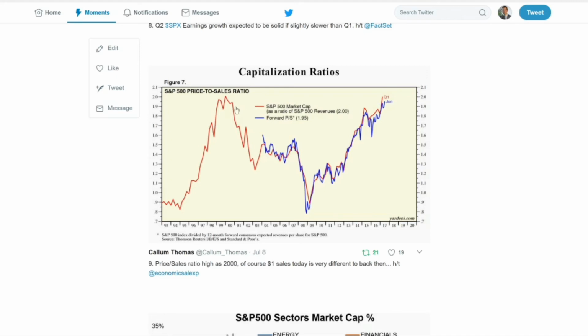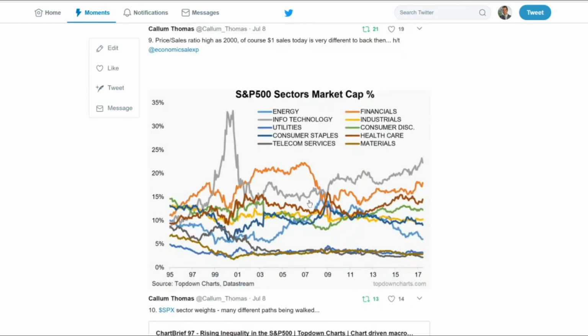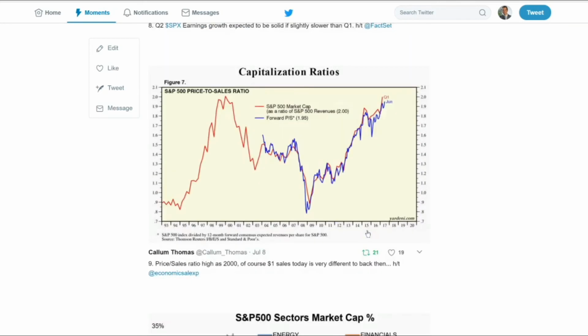If you look at the latest parallel of the dot-com boom era, it would potentially, of course, get you worried. But of course, as I mentioned there, $1 of sales today is very different from $1 back then. And the composition of the S&P 500 is actually quite different as well, which we'll talk about in the next one.